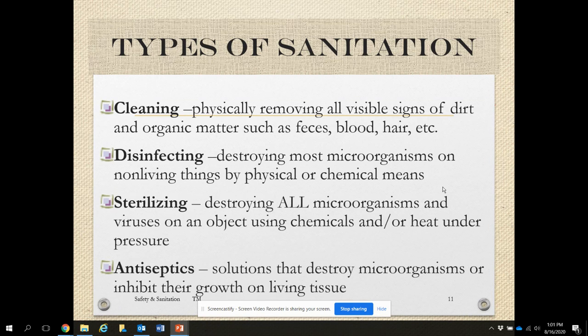Antiseptics are solutions that we use to destroy microorganisms or inhibit their growth on living tissue. So when we scrub an animal for surgery, we are using antiseptics like betadine that has a residual effect. So even after the surgery, betadine is on the animal skin and killing any bacteria that it might come in contact with. It helps to keep that incision clean and healthy.